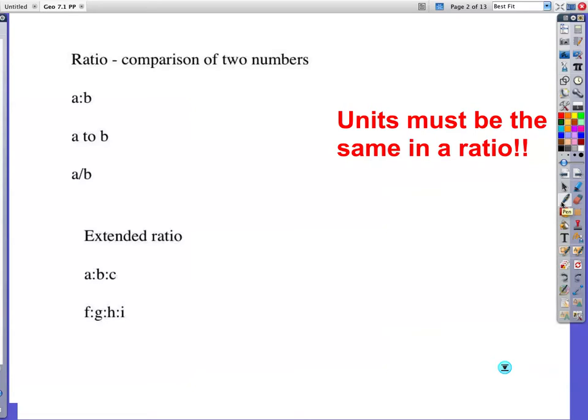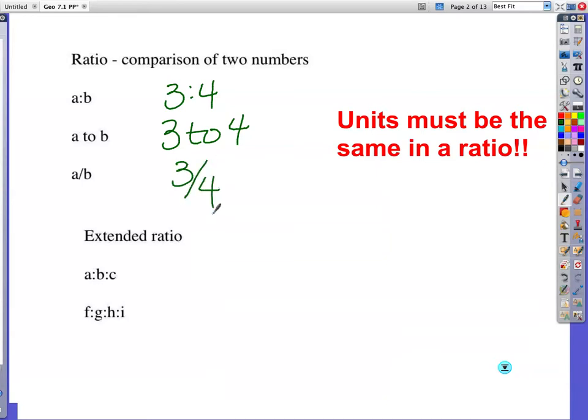We can write ratios in three different ways. We can write with the colon, so let's just say 3 to 4. A to B, you can write out the word 3 to 4. And then there's that fraction bar, that slash, and we would just write 3 to 4.